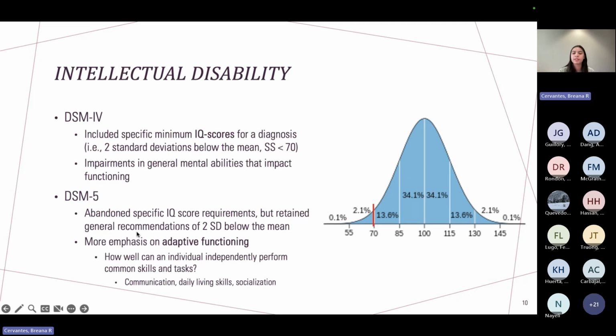So if these are things that we're seeing also are significantly lower and we're seeing less adaptive functioning and it's really interfering with the person's life, coupled with IQ that is 2 standard deviations below the mean, that's a pretty good indicator to us that this is some sort of intellectual disability potentially happening.